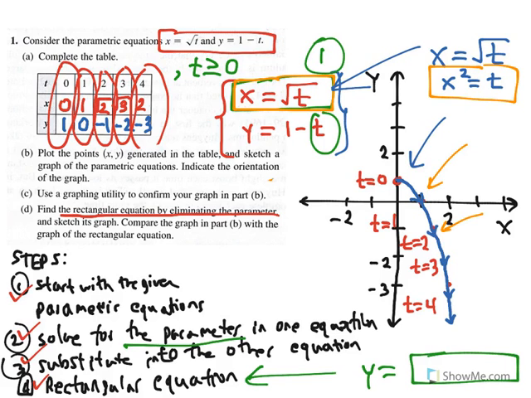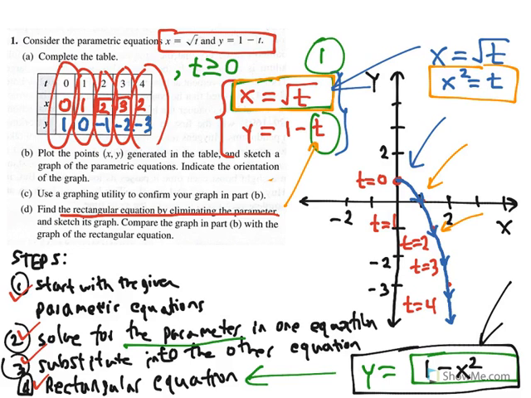So what you do now is step 3, substitute into the other equation. So we can replace the t in the parametric equation for y with x squared. So our final answer will be y is equal to 1 minus x squared, and that's our rectangular equation. You can see the parameter t has been eliminated. It's no longer a part of the rectangular equation.